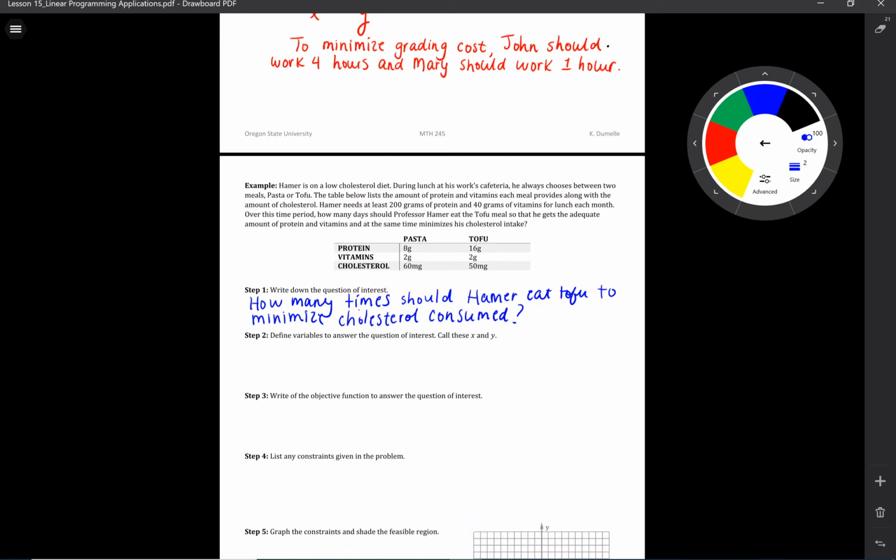Okay, now I have variables to define. So I'm either going to eat pasta or tofu every day. So those are my 2 variables. I'm going to call x the number of times I eat pasta. And I'm going to call y the number of times I eat tofu.